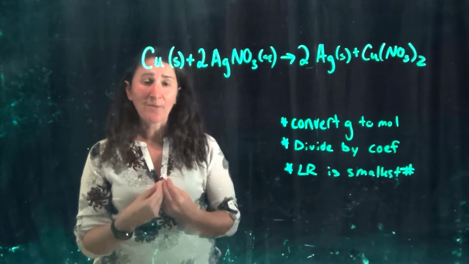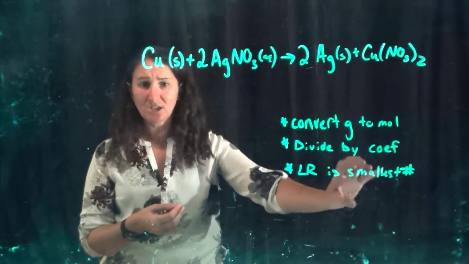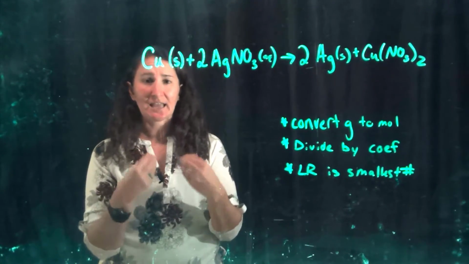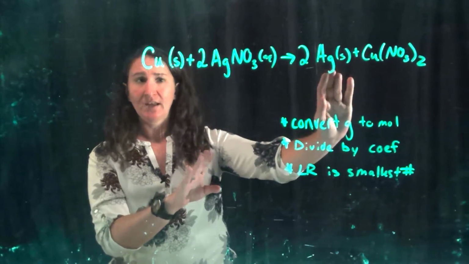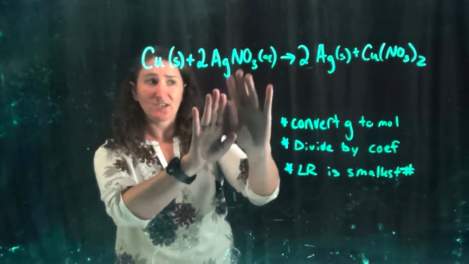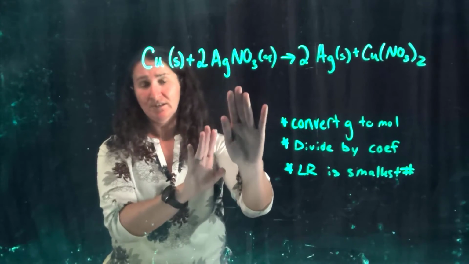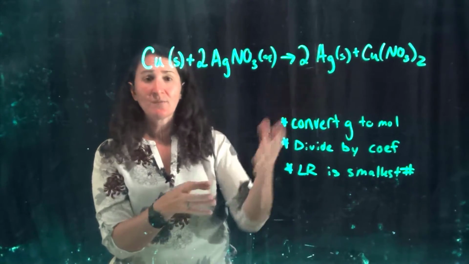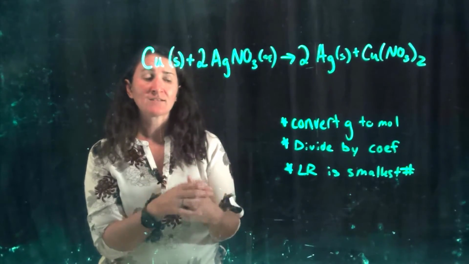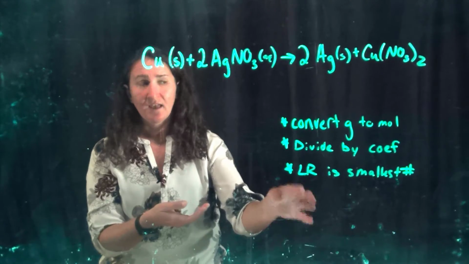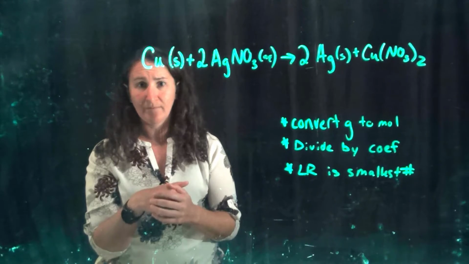Oftentimes what I would do, instead of just doing this and coming up with this number, this ratio, is I like to simply take my grams of copper and work the stoichiometric amounts to get me to product. Then I do the same thing with the silver nitrate, figure out how much silver could be created based on the amount of silver nitrate I started with. Once I have those two numbers, the amount of silver created from copper and the amount created from silver nitrate, I can ask myself which number is the smallest. Whichever one created the smallest product, that was my limiting reagent in the problem.